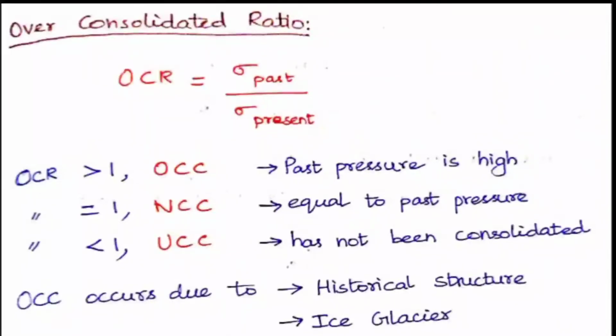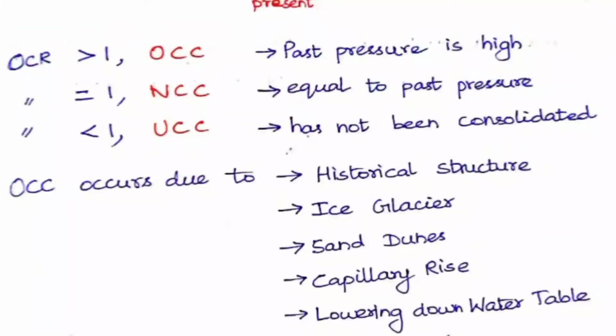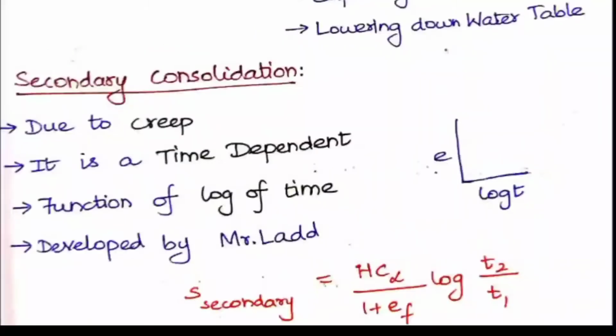So this overconsolidation occurs if there was a historical structure there, or if ice glaciers or sand dunes are present there, if capillary rise is present in the soil, and with lowering of the water table. And the secondary consolidation: we already saw that secondary consolidation takes a very long time and it is difficult to find, and the consolidation theory formulas are based on primary consolidation only, because secondary consolidation is due to creep, that is the sustained load for a longer time, and it is time dependent and a function of log of time.